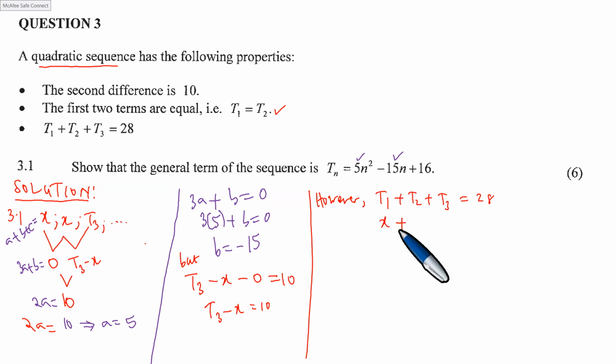What is term 2? It's x. So we put x there. Right, and term 2 is x. What is term 3? So we need to get term 3 out of this. Therefore term 3 is x plus 10. So x plus x plus x plus 10 equals 28.